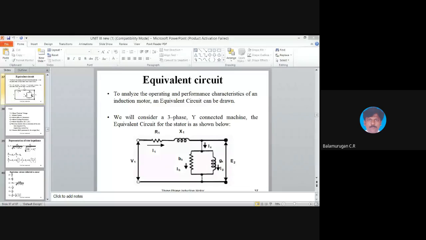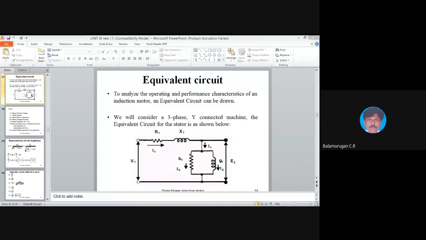So what is the role of this equivalent circuit? It is to know the parameters of a particular machine. We want to know the stator parameters, rotor parameters, and the no load loss components, that is, the core loss component and the copper loss component. From this equivalent circuit you can obtain the exact values for the different parameters of the induction motor.